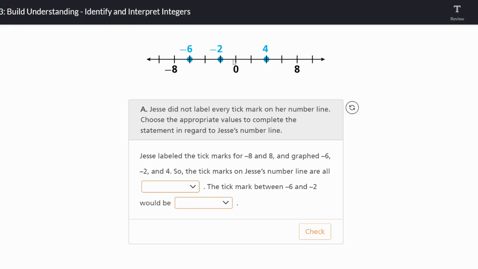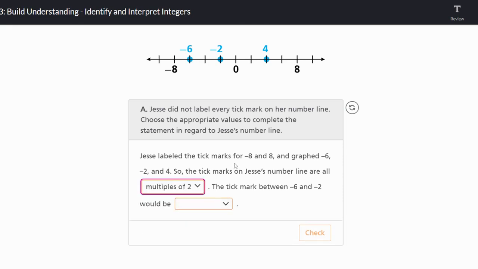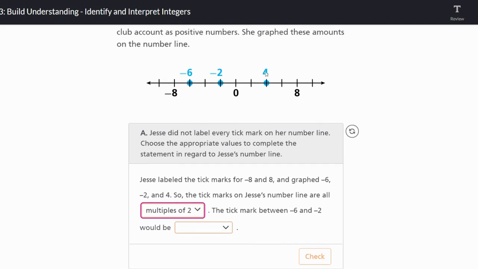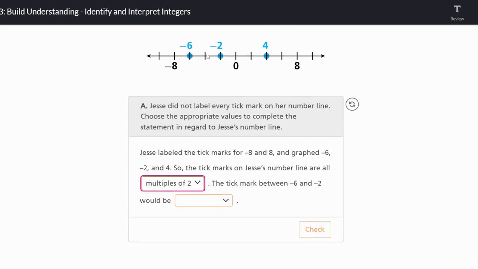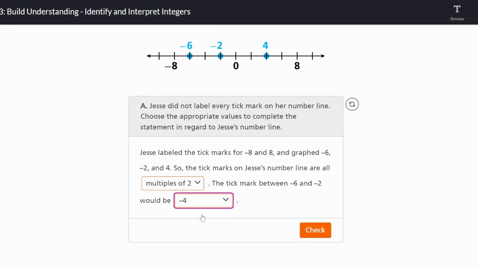So using this information, I want to know, what is every tick worth? Well, the tick marks on Jessie's number line are all multiples of 2. Because I can think 2, 4, 6, 8, -2, -4, -6, -8. So it's kind of using the pieces that we were given to solve that little mystery. The tick mark between -6 and -2, well, let's count the multiples of 2. -2, -4. So we should say -4.